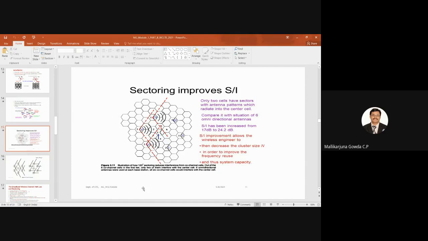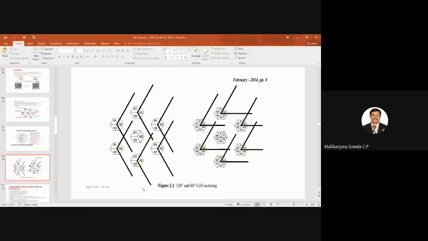With omnidirectional antennas, the signal to interference ratio is 17 dB. With 120-degree sectoring, it has improved to 24.2 dB. So as the SIR improves, the system capacity will also increase. This is what I discussed in the last class.